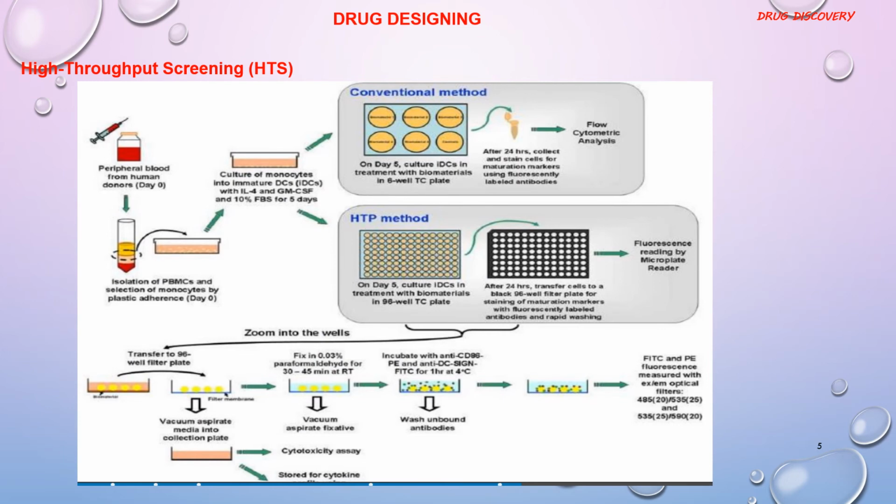The figure here shows an assay protocol for comparison by conventional method and high throughput screening method in case of drug discovery. In the HTS or HTP method, a large number of molecules are screened together. Thus, this accelerates the drug discovery process with a few thousands of compounds per day or per week.